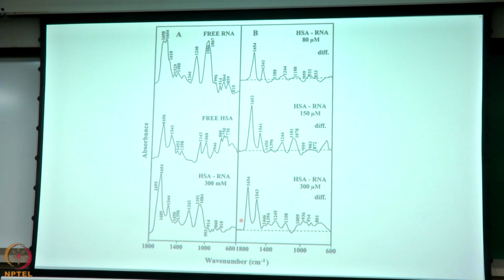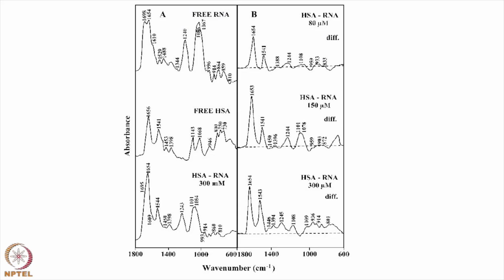So this not only gives us some structure, but you can do the same thing with free HSA, free RNA and complex formation, right. So basically it not only gives you secondary structure, but also tells you if a complex is forming. You can find this shift in the IR frequency and you can elucidate the structure.